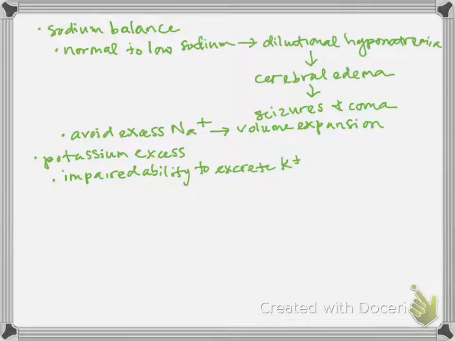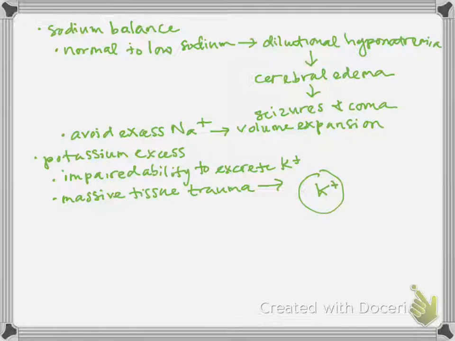However, if we have acute kidney injury as a result of massive tissue trauma, whether it's bleeding, whether it's muscle breakdown, whether it's hemolysis from a blood transfusion, that is going to release potassium from the cells. So if this cell is broken up in trauma, that potassium leaves the ICF and moves into the ECF, in particular the intravascular space, which causes this potassium excess.